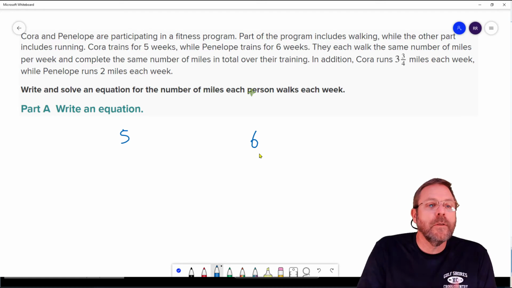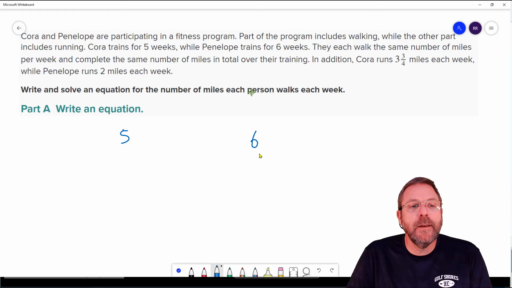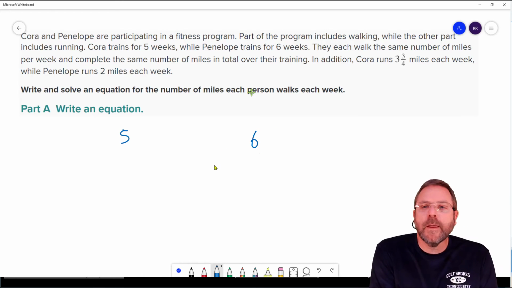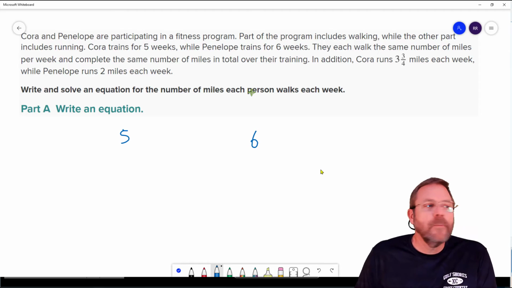So, and complete the same number of miles in total over their training. In addition, Cora runs 3 3/4 miles each week, while Penelope runs 2 miles each week. So we're going to look at that again here.